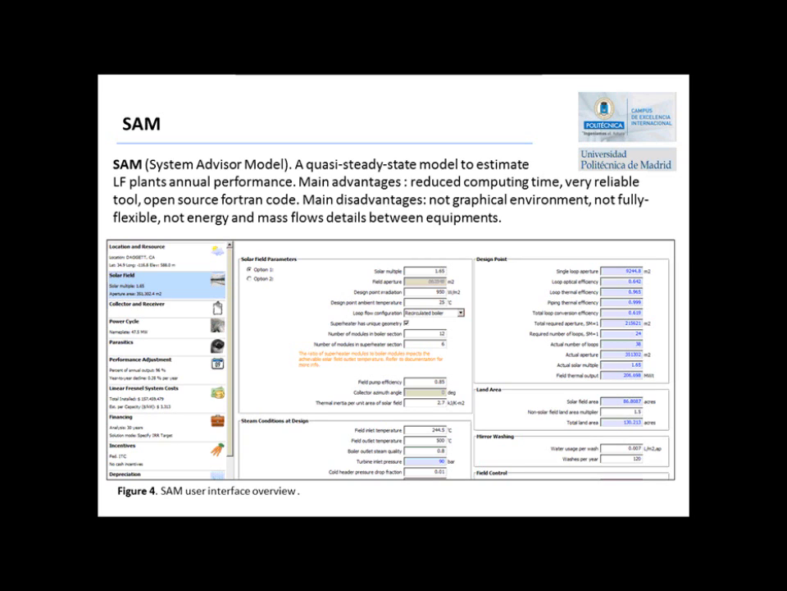SAM is considered a primary key reference tool developed by the U.S. Department of Energy for designing concentrated solar power plants and other renewable energy solutions. SAM integrates very reliable technical performance models. Also, a quasi-steady-state model to estimate annual plant performance is available, based on an innovative stochastic methodology to calculate BOP energy production. This final result is reducing computing time and provides a very quick design approach.